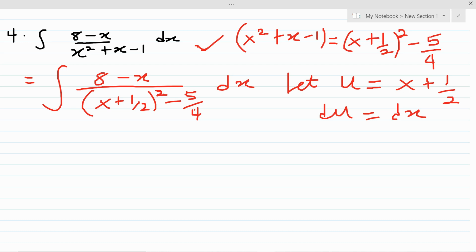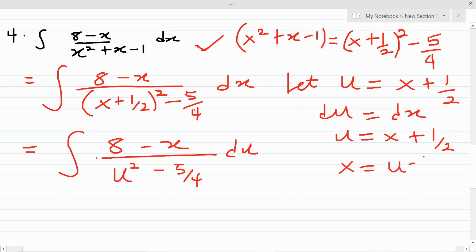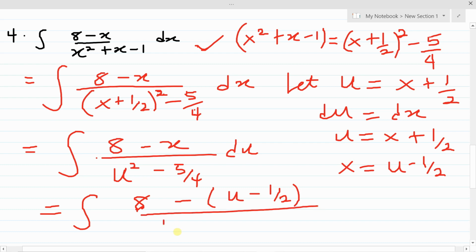So with this, du is equal to dx. Now I can quickly put in du and say (8 minus x) over u squared, where u is the same as x plus half, minus 5 over 4, du. But there's still an x here. From what we said, u is equal to x plus half, so making x the subject, x is u minus half. I can put it in, and this will give me the integral of (8 minus (u minus half)) over u squared minus 5 over 4, du.